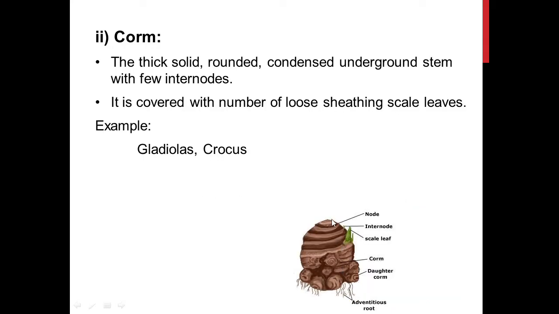Corm. It is a thick, solid, rounded, condensed underground stem. As compared to rhizome, it is a rounded portion, and it has few internodes, and it is covered with loose sheathing scale leaves, and you can easily observe corms in gladiolus and crocus.